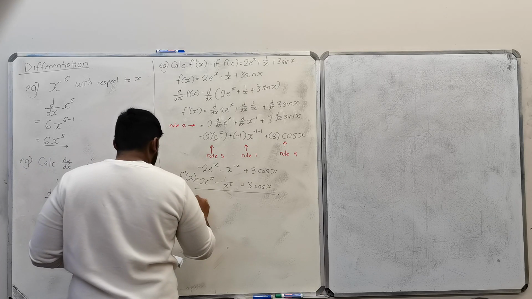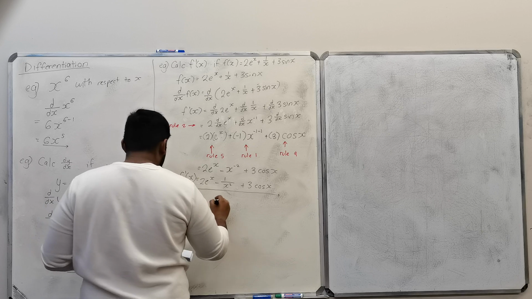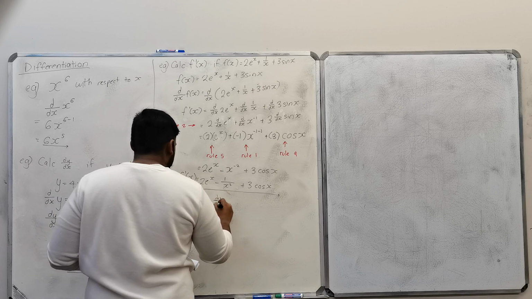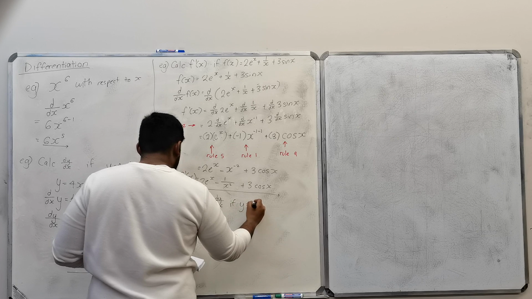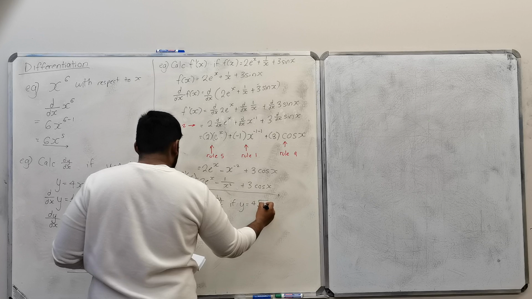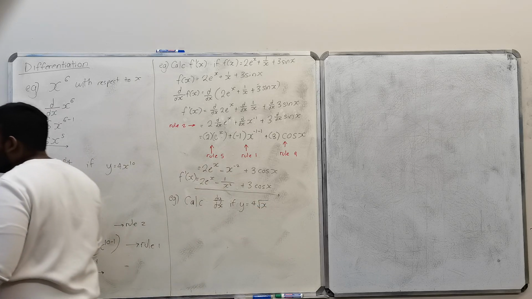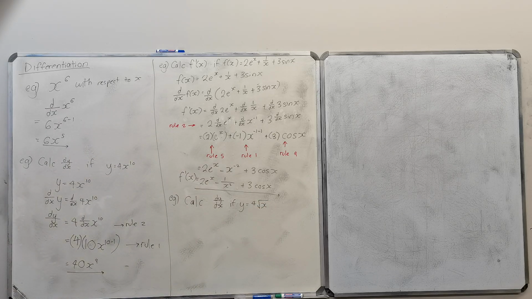Or they give you a formula. Calculate dy over dx if y is equal to 4 square root x. Or they say, put differently, differentiate y is equal to 4 square root x with respect to x, or calculate the first derivative. All of those things mean the same thing. They're just telling you different ways they can ask the question.